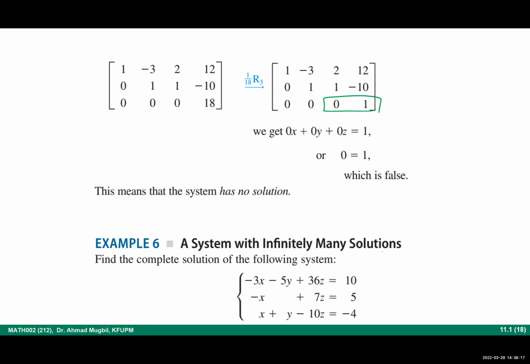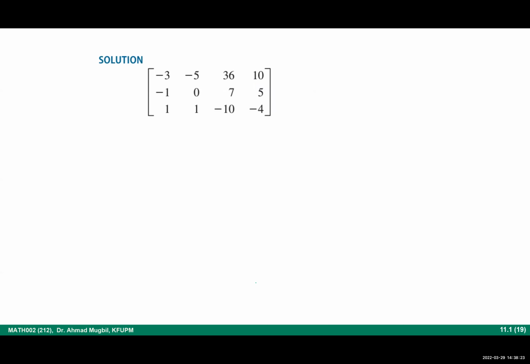For this system, again, make sure that this is 0y, no coefficient here for y. And you have this augmented matrix. Again, what to do? We will take the attendance. Yes, what to do? We need this to be what? 1. So we will multiply by negative third.